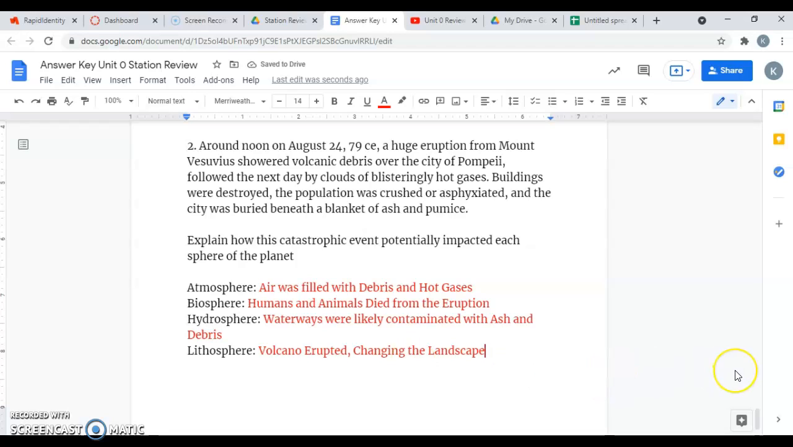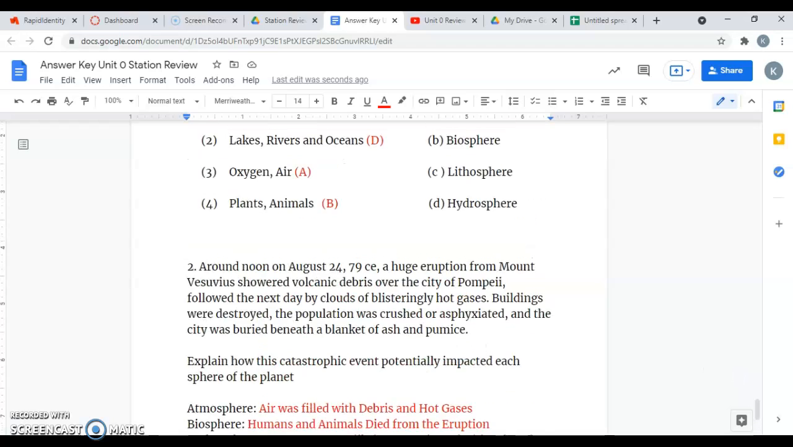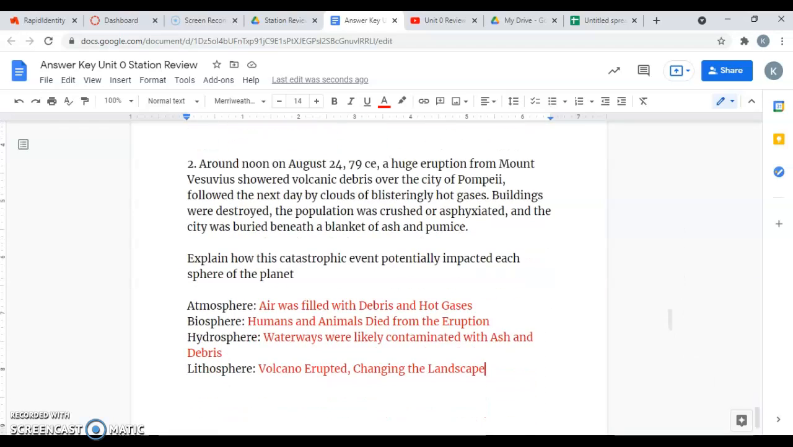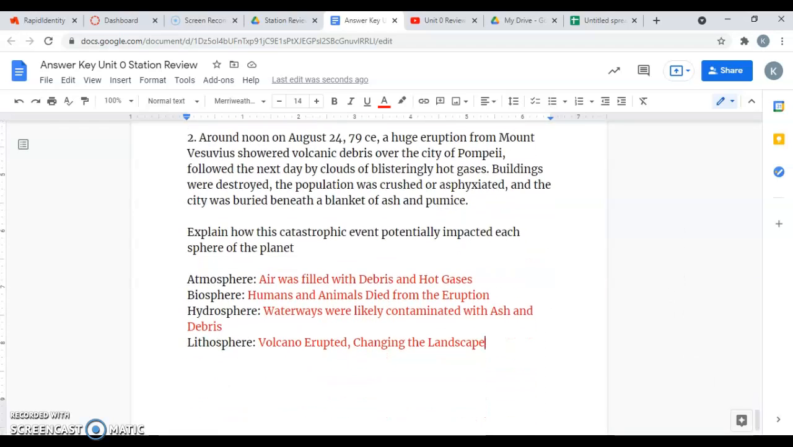And that's that, okay? So anytime you have a catastrophic event like a hurricane or a volcanic eruption or wildfires, every single bit of the planet is impacted. Every sphere of earth science is impacted. So we just have to be able to identify what each branch is, what it encompasses, and that's what we did up here. And then we have to be able to identify how these events can impact each of the spheres.